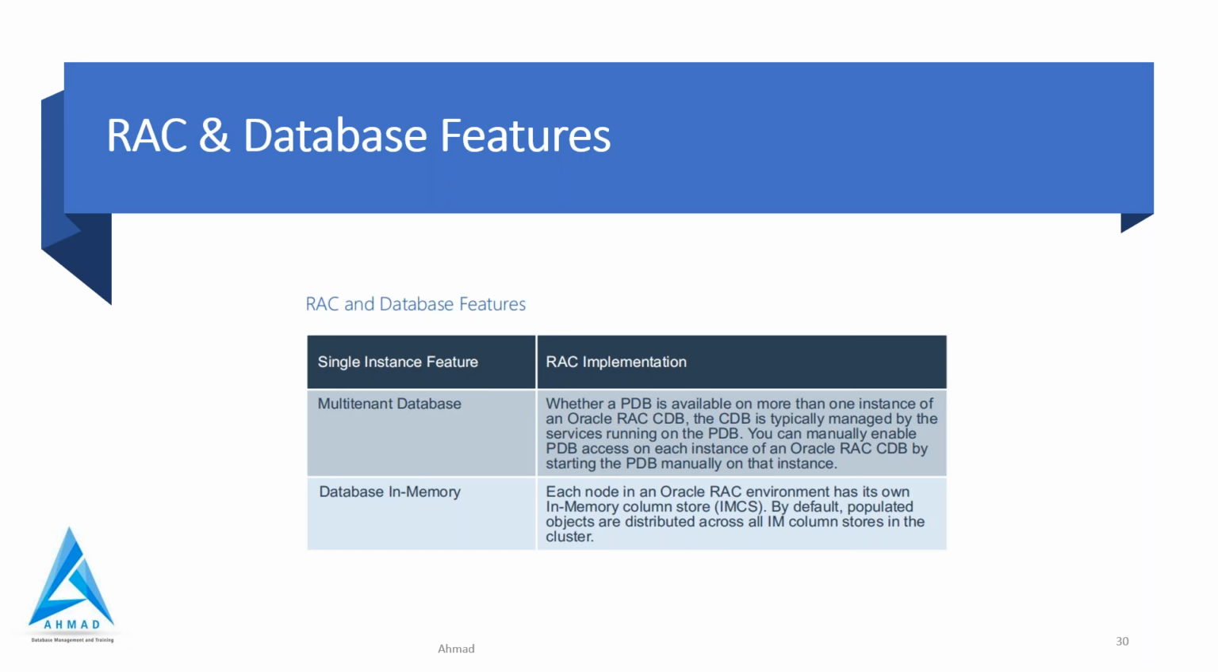And in terms of Database In-Memory, each node in a RAC environment has its own in-memory column store, which basically stores the objects. That object can be tables, partitions, and so on, and that storage is basically based on columnar format. Clear?